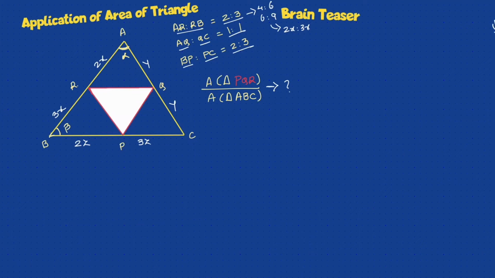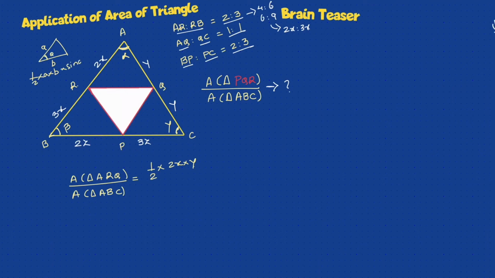Now let angle A be alpha, angle B be beta, and angle C be gamma. Why am I doing this? Because now I'll apply the formula with sine theta. Let's see what I am doing with this. Imagine the area of triangle ARQ upon the area of triangle ABC. I'm comparing the area of triangle ARQ with ABC. What is the area of triangle ARQ? I'll apply the sine theta formula: product of two sides into the sine of the angle between the two sides. So half into one side 2x, other side y, into the sine of the angle between the two, which is alpha. So sine alpha.